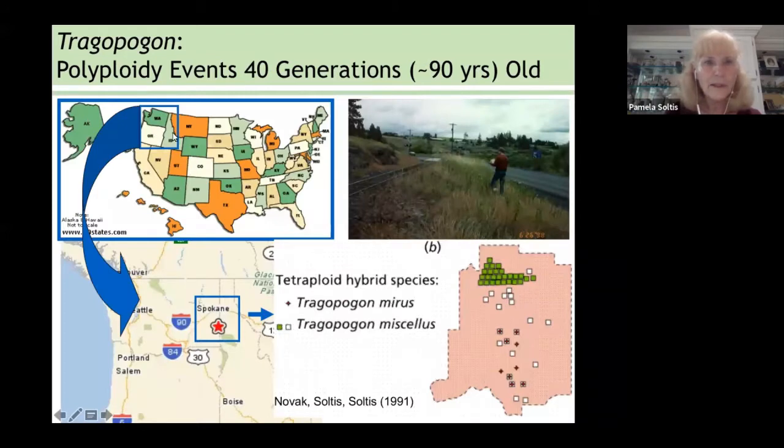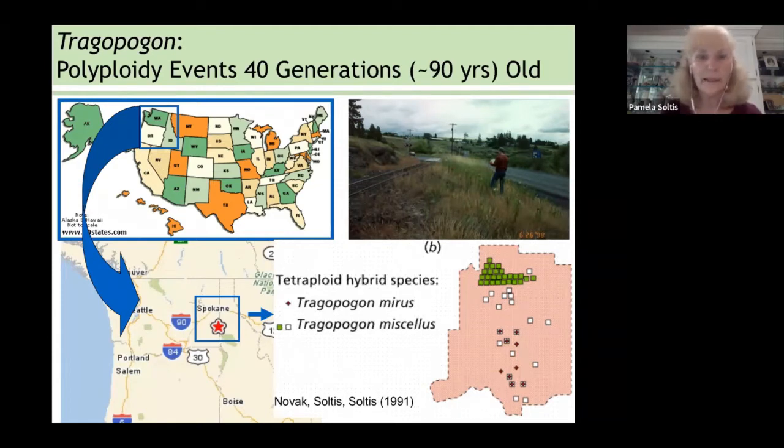So this shows the relative geographic scale for these species in the Pacific Northwest region of the US, primarily in this very narrow area here in this blue box in eastern Washington state and western Idaho. These polyploids were formed sometime within the last 100 years. We think probably within the last 90 years or so, because the diploid species had not been introduced into this region until the mid-1920s. Now, these polyploid events then are somewhere around 40 to 45 generations old, because the plants are typically biennials.